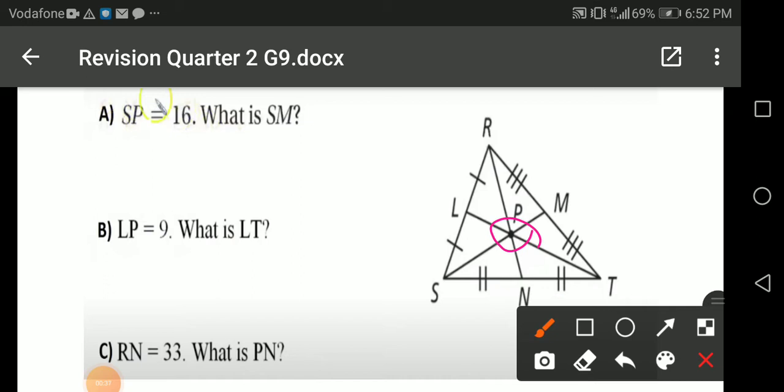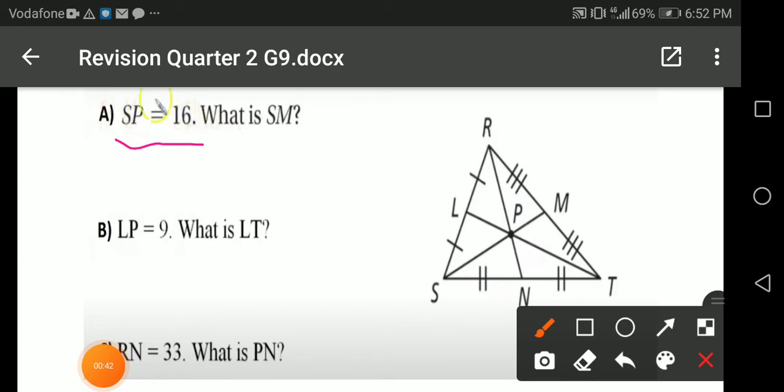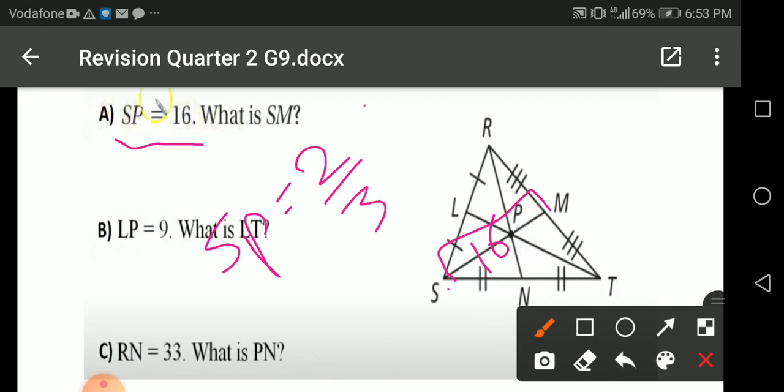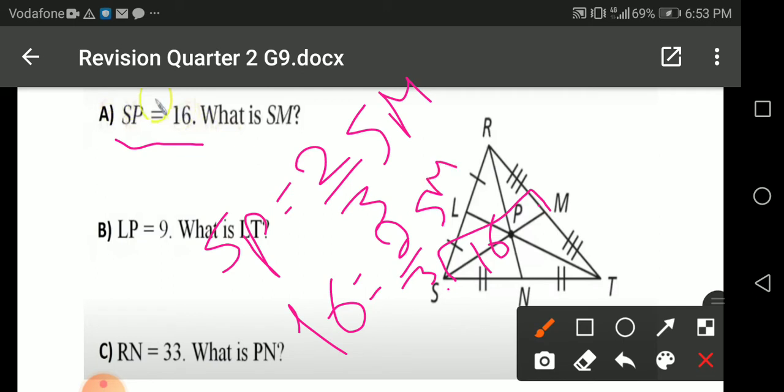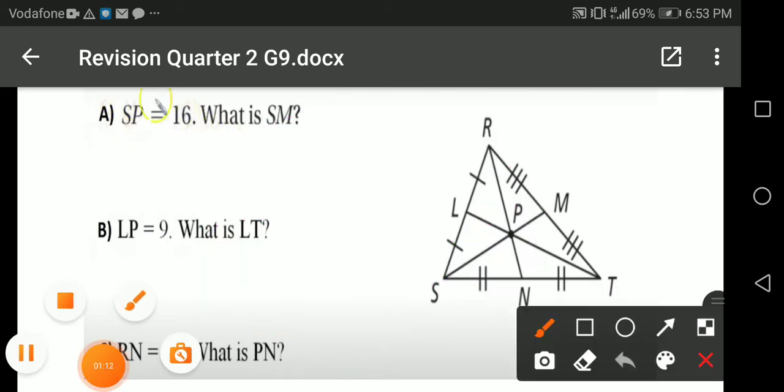So we have here in the example that SP is 16, and he asks me about SM. So I say SP equals 2/3 of SM, in other words SP here equals 16 equals 2/3 of SM. Okay, this is somewhat hard to solve, and we have another way to solve, and it's easier.